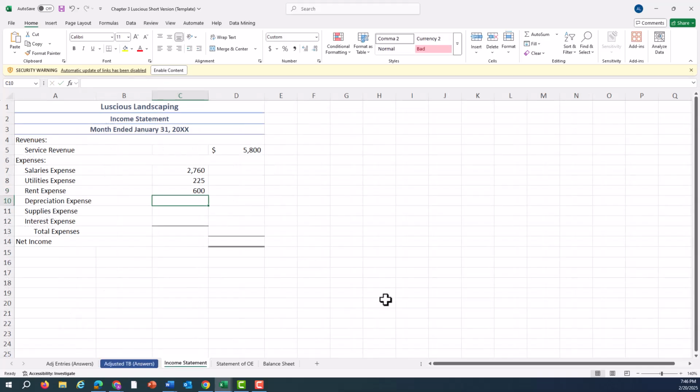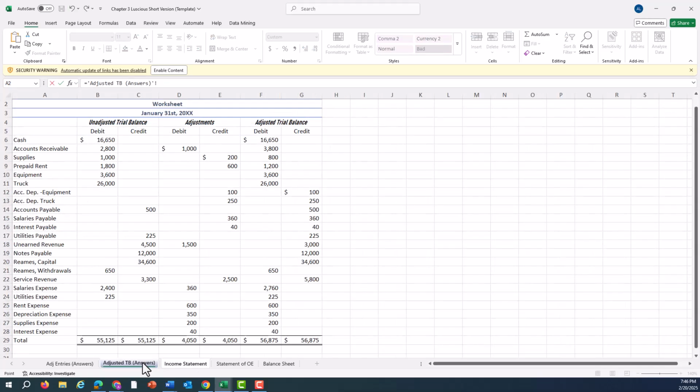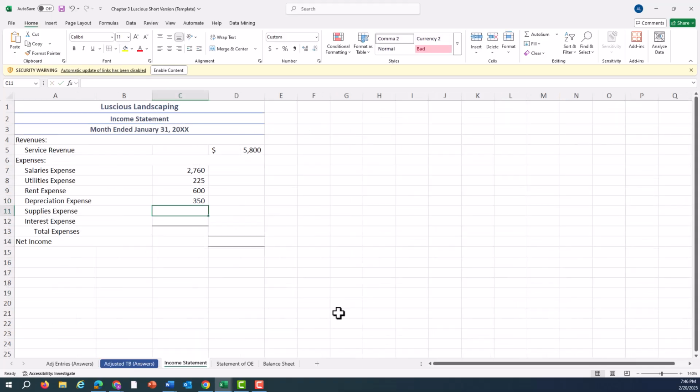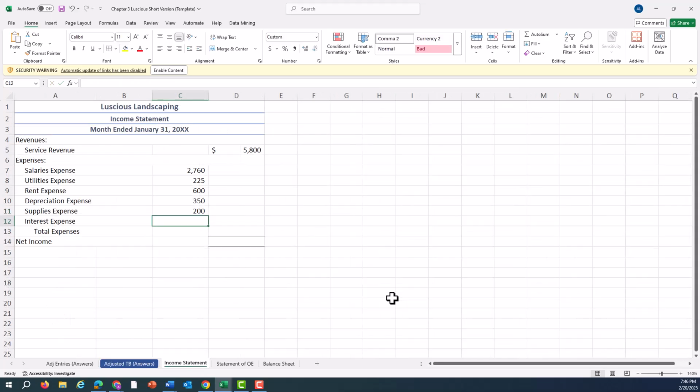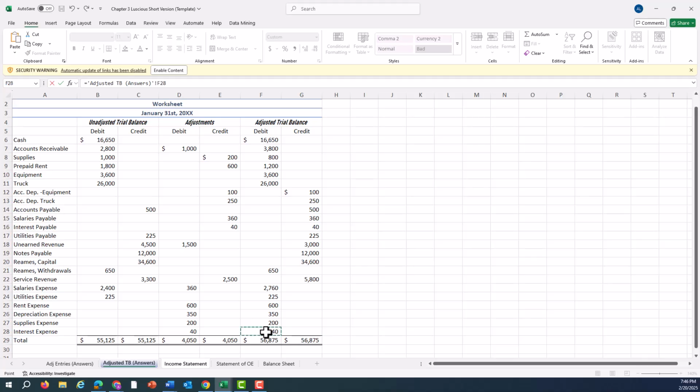We have depreciation expense. Depreciation expense recognized during the period was $350. That's the balance of the account after we made our adjustments. Let's bring that number over. Supplies expense has a $200 balance, so we're going to report $200 for the supplies expense for the period. And then interest expense has a $40 balance. We're going to bring that on over.